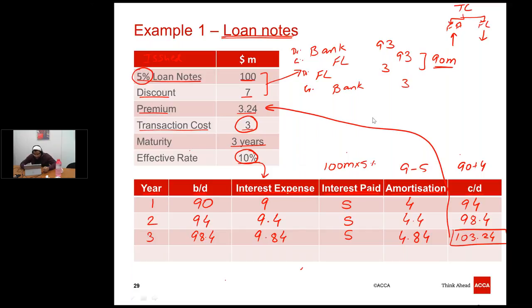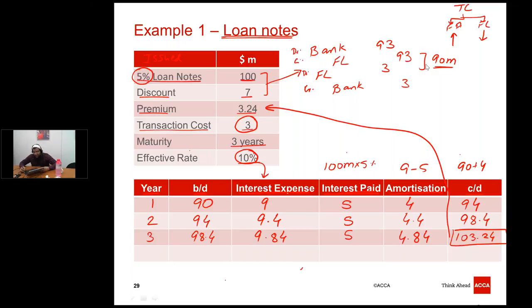Bilal is asking what will be the current and non-current liability. Bilal, everything is a non-current liability. The split between current and non-current is done in IFRS 16, not in IFRS 9. Under IFRS 9, everything is a non-current liability.